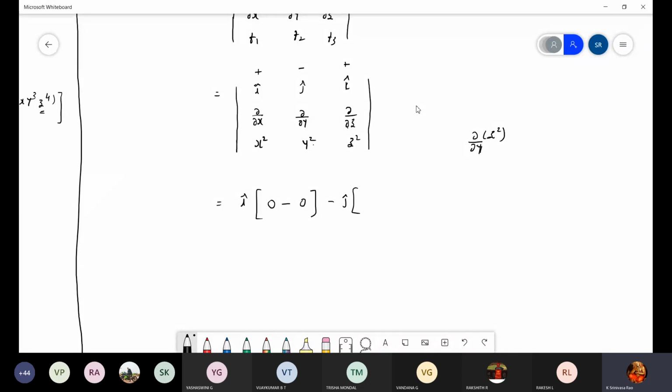particular column you neglect and particular row. Dou by dou x of z square is 0 minus dou by dou z of x square is also 0, plus k cap into, k means particular column, that is third column, and first row if you neglect. Dou by dou x of y square is 0 minus dou by dou y of x square is also 0. So finally curl f equals 0. See, if you want, you can write one more step. I did actually directly. If you have any confusion, you can take one more step. If you do not understand, you can ask. Is there any doubt?